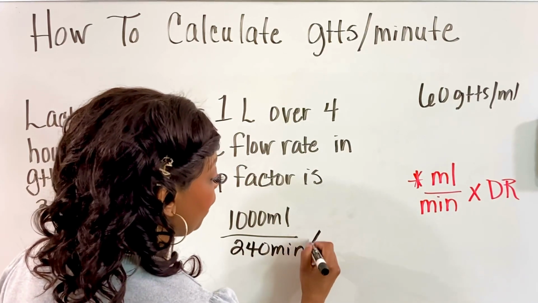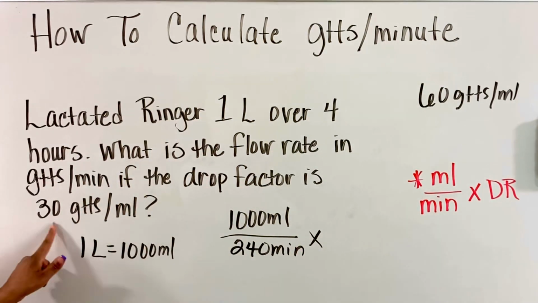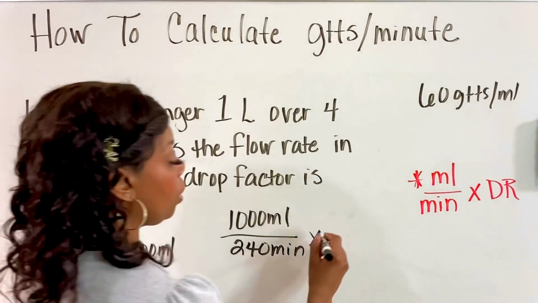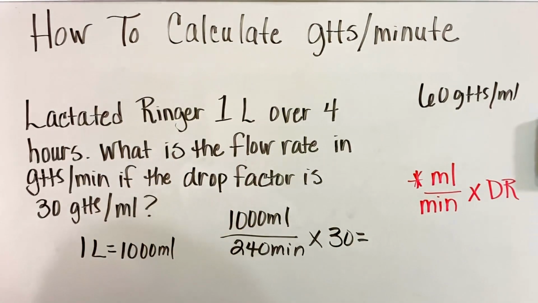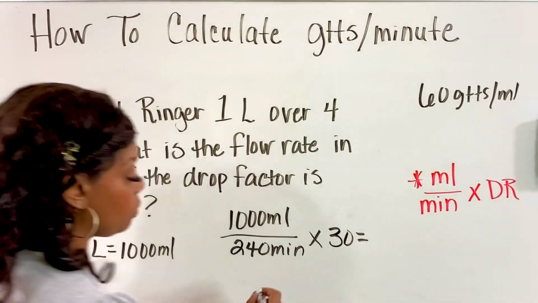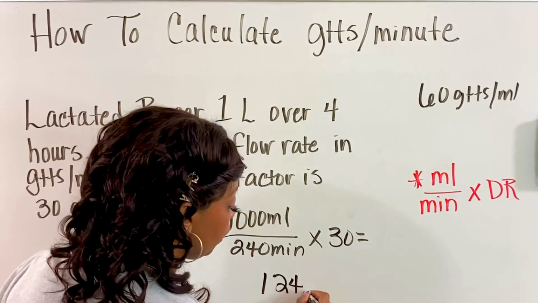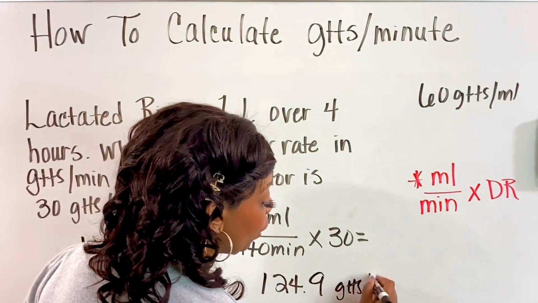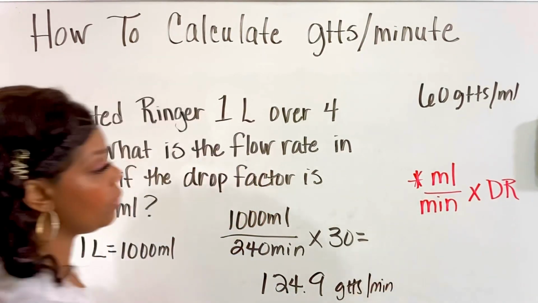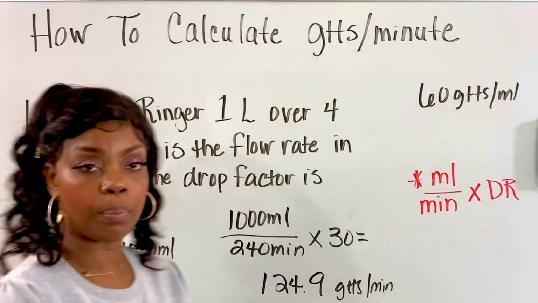What are we multiplying that by? It did say our drop factor is 30 drops per milliliter, and we know what to do from there. That's going to give us 124.9 drops per minute. So hopefully you guys caught on to that pretty well.